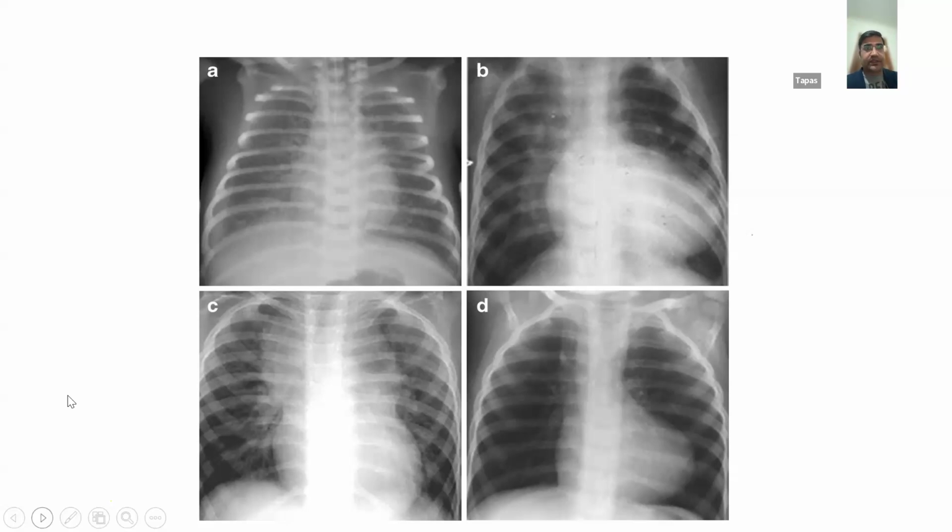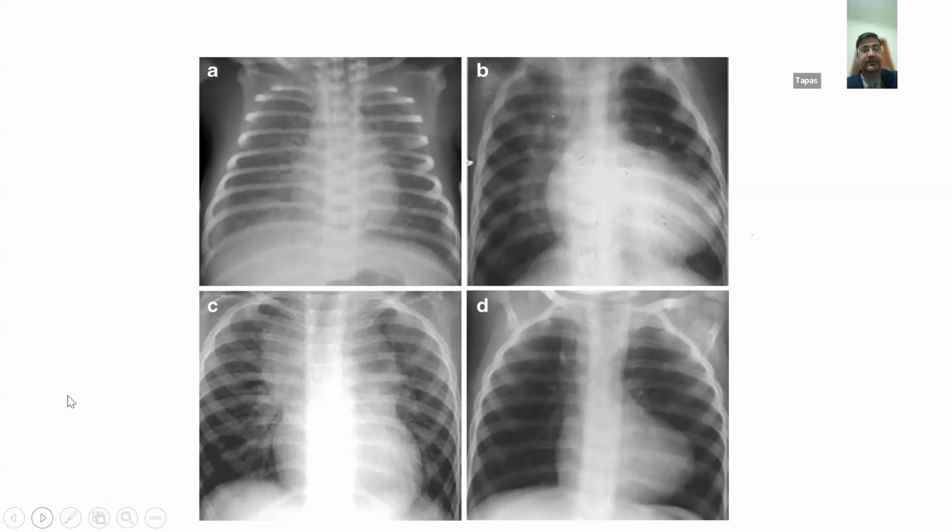What is the next X-ray? So you can see a cardiomegaly, with a narrow pedicle, and there is plethora also. You can see the plethoric lung fields on X-ray B. There is cardiomegaly with a narrow pedicle, the classical egg on side appearance because of TGA. What is the third X-ray?